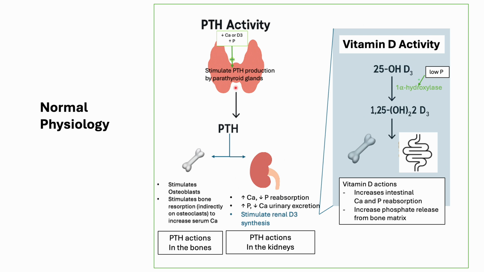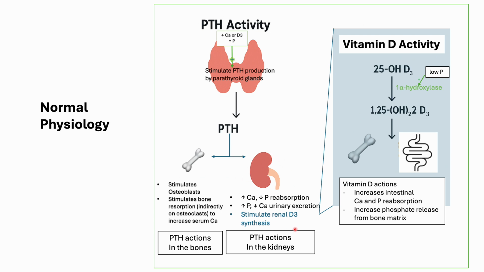Once PTH is secreted from the parathyroid glands, its downstream effects occur in the bone and in the kidneys. So in the bone, PTH stimulates the release of RANKL from osteoblasts, and that binds the RANK on bone osteoclasts. And this process then stimulates the osteoclasts to resorb bone, which releases calcium into the bloodstream.